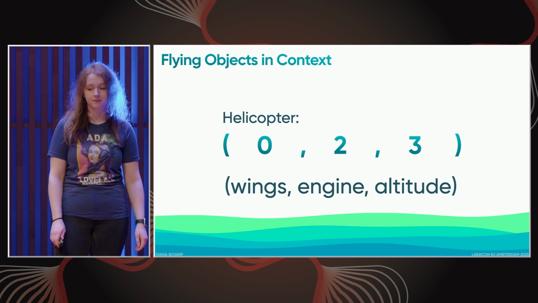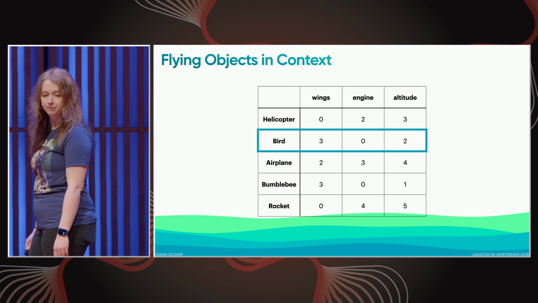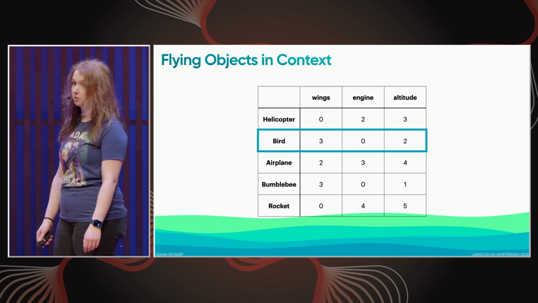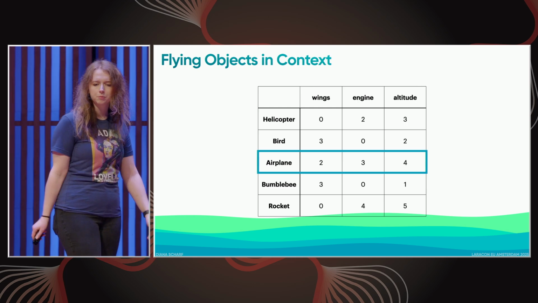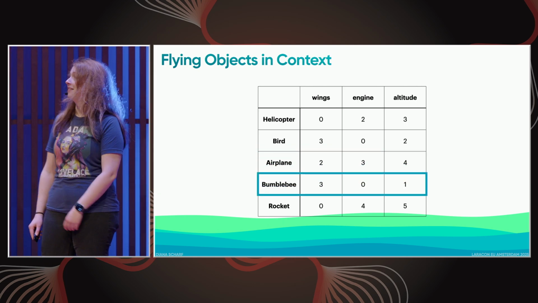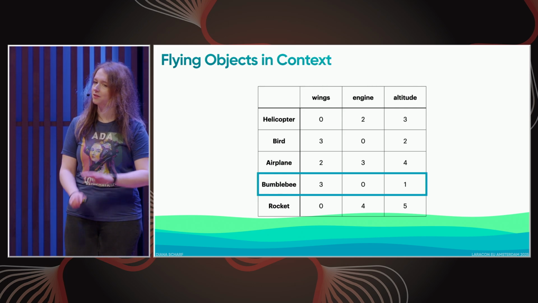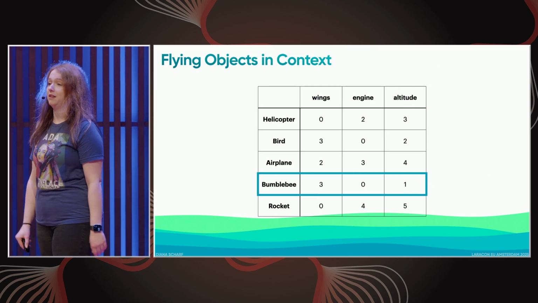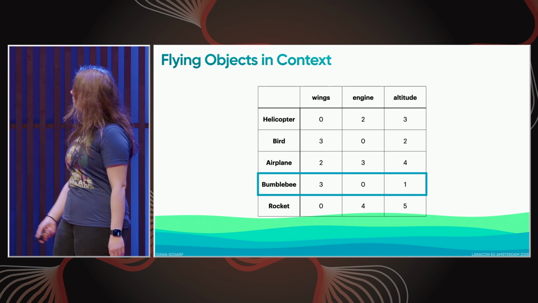A few more examples. More flying things. A bird has wings. No engine, but it still flies. An airplane is pretty similar to a helicopter, but it has wings. And a bumblebee, well, a bumblebee defies gravity and physics and everything else. It has wings, certainly no motor, and it flies. So, we have a lot of numbers here.